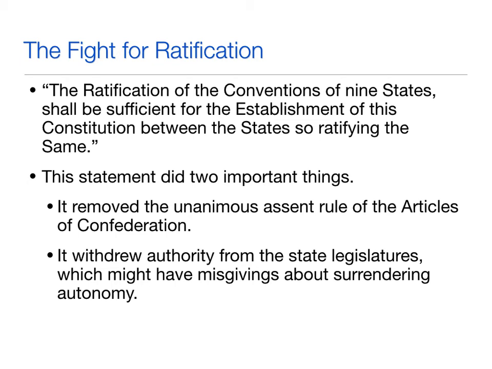So in each state, a constitutional convention had to be held to decide whether to ratify this new constitution or not. 9 of the 13 states were enough to actually ratify the Constitution and enact it. So this did 2 important things. It further removed the unanimous consent rule of the Articles of Confederation, and it withdrew authority from state legislatures, which might have had misgivings about surrendering their autonomy.